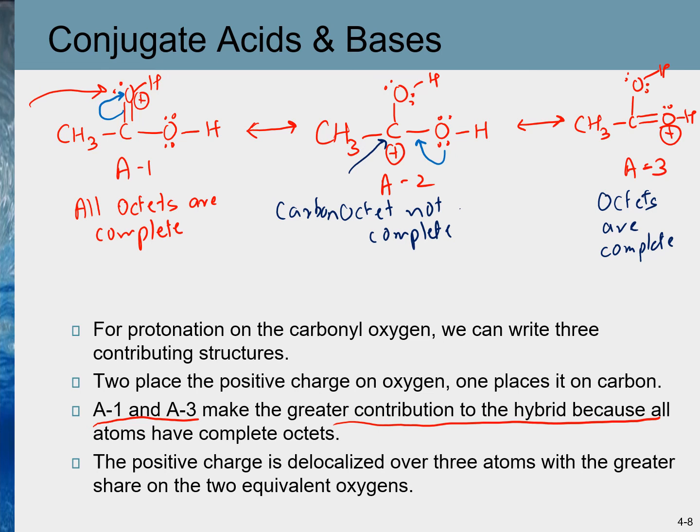So in this case we have three contributing structures, in which two structures contribute more, which are A1 and A3, and the third one does not contribute much. It means that in species A, the positive charge is delocalized over three atoms, with a greater share of the charge shared by the two oxygens. Carbon doesn't pitch in much, but still it contributes a little bit.